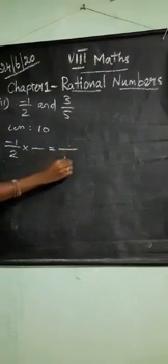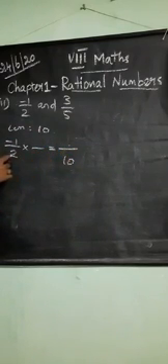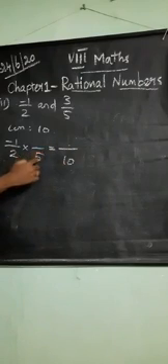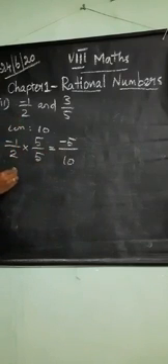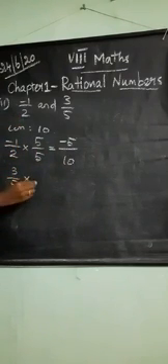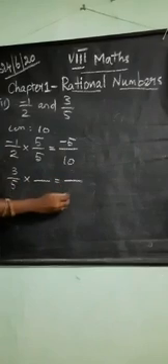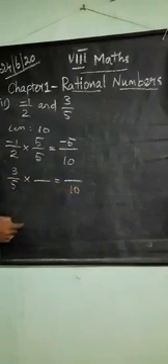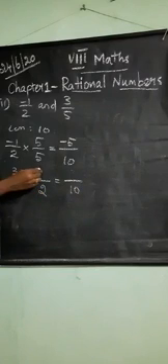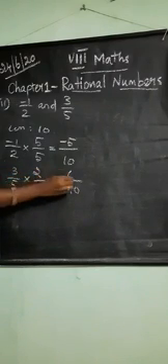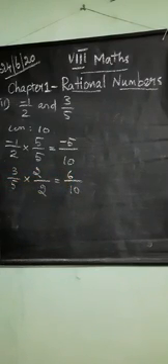LCM 10. Which number to multiply? 5. Here 5 means up also 5. 1 into 5 is minus 5. Next, 3 by 5 into dash equal to 10. 5, which number multiplied gives 10? 2. Here 2 means up also 2. 3 2s are 6. So minus 5 by 10.